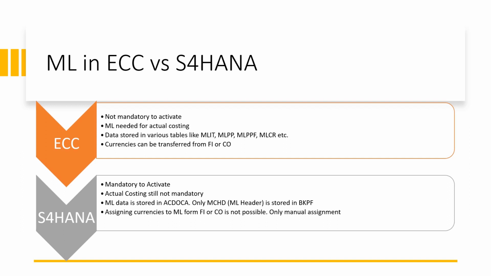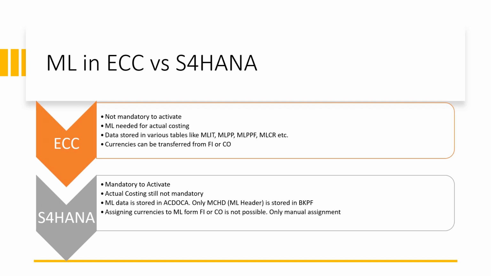And the other major change in ECC versus S4HANA is how the material ledger data is stored. In ECC, we use various tables like MLIT, MLPP, and so on. Whereas in S4HANA, we are aware that S4HANA uses a universal journal approach. So all the material ledger data is now stored in ACDOCA. So there is no reconciliation required and the data is easy to fetch. And only the material ledger header table, which is MLHD, is now stored in BKPF. So all the tables for material ledger which we used in ECC are now redundant.